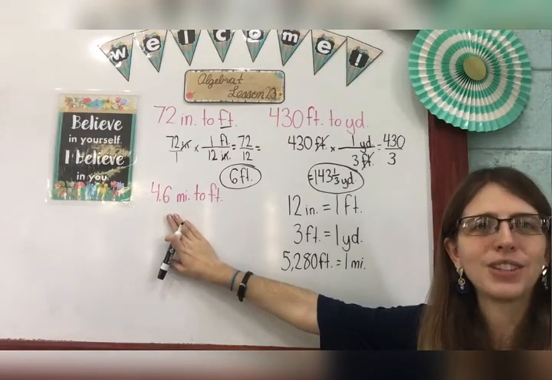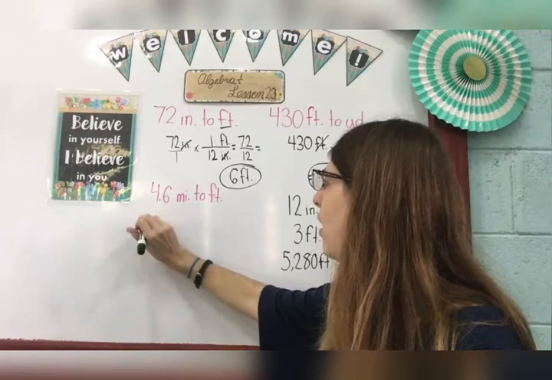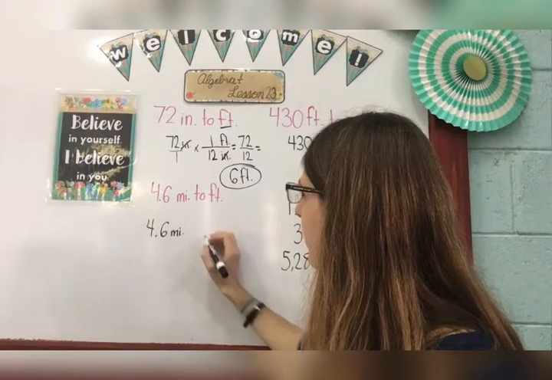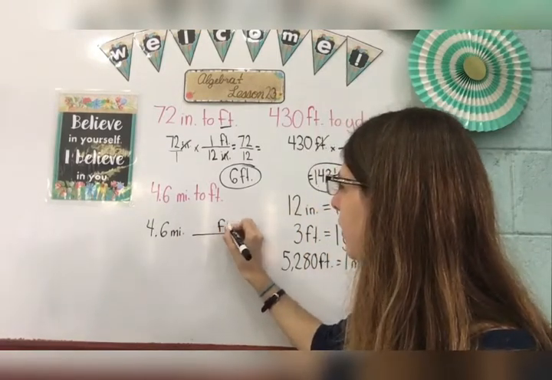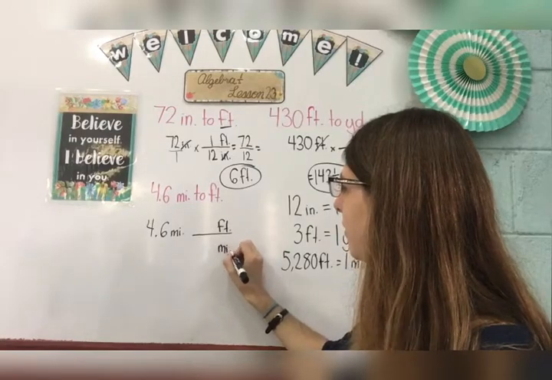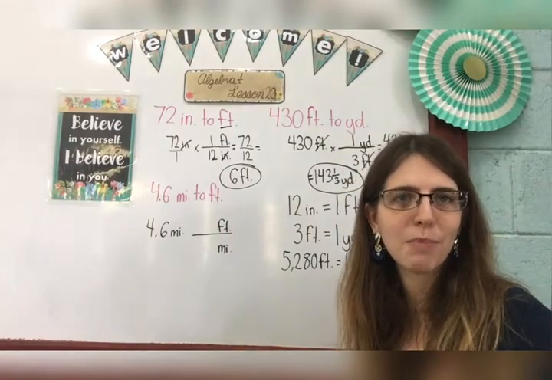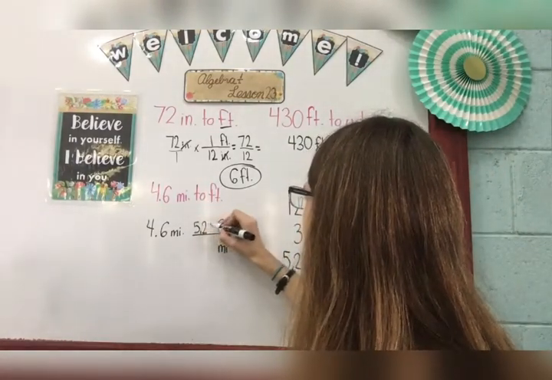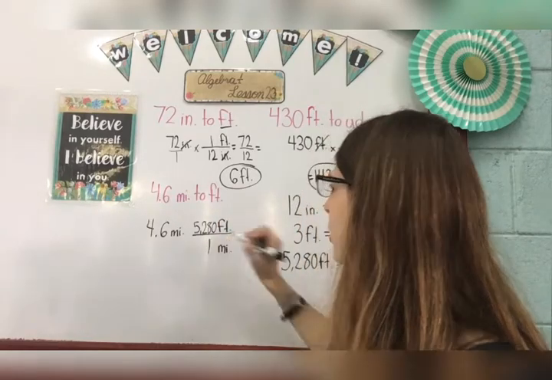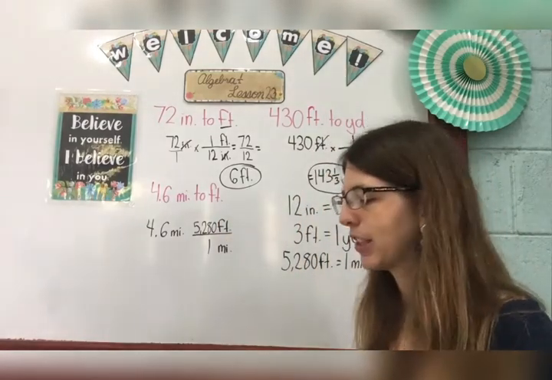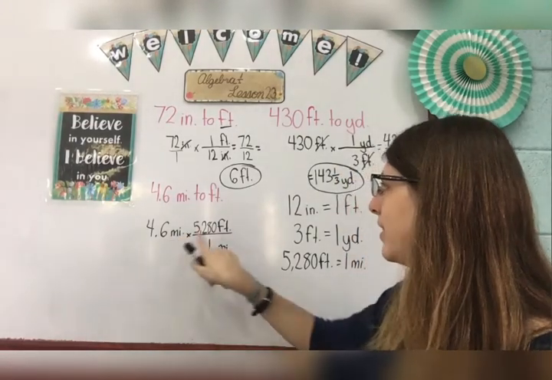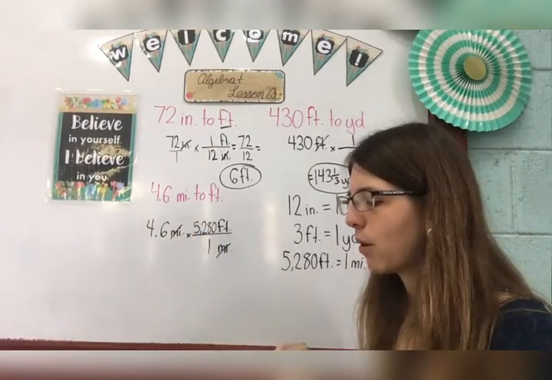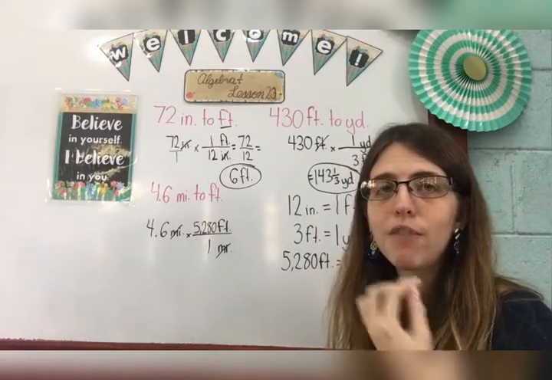Let's do one more before you do your practice. 4.6 miles to feet. Let's set it up with 4.6 miles. We're going to feet from miles. What's my conversion factor, my unit multiplier? Well, I know that I have 5,280 feet for just 1 mile. This time, I'm just going to be multiplying. So I multiply 4.6 times 5,280. My miles cancel out.